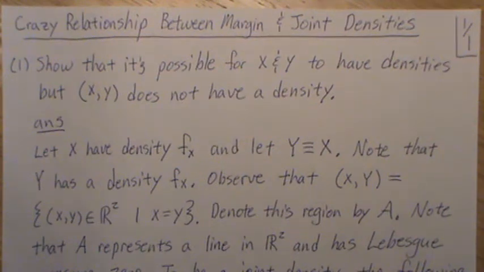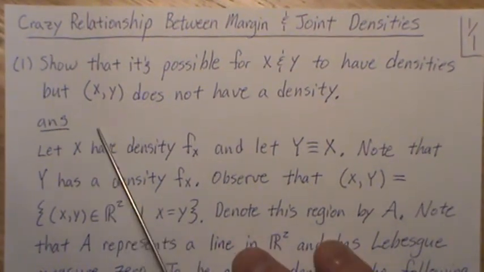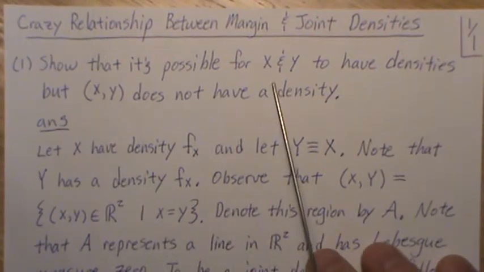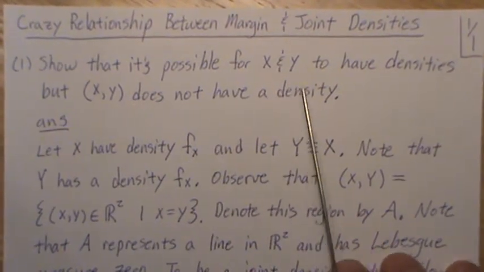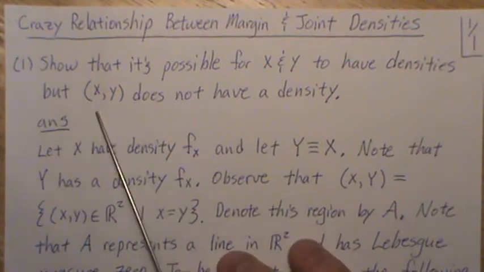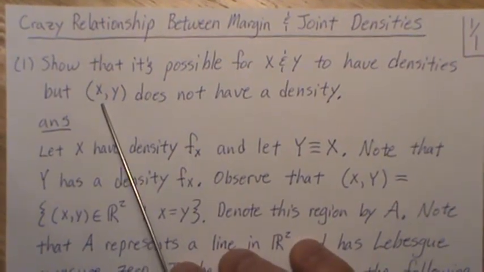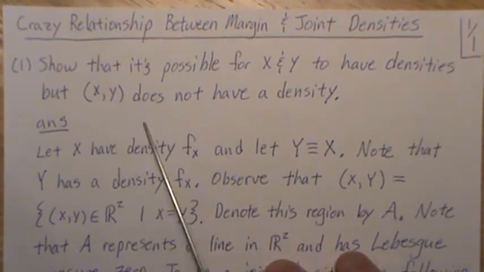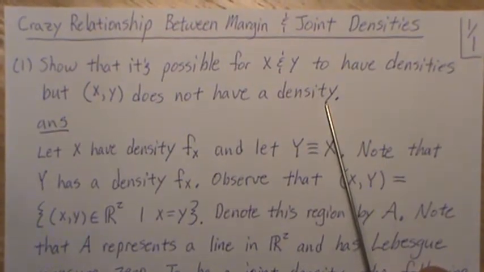Hello, in this video we're going to look at some of the interesting relationships between marginal densities and joint densities. So let's just jump right in. Number one, let's show it's possible for the random variables X and Y to have densities, but the tuple (X, Y) does not have a density.